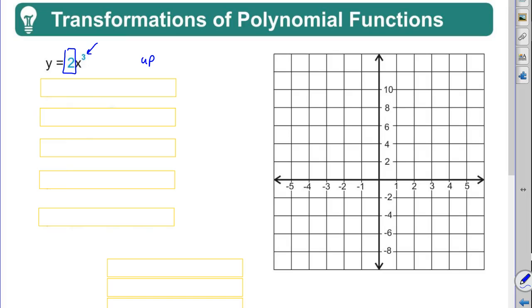Because the lead coefficient has an odd exponent, they're going to be opposite. So if I end up, I must start down. Okay, I know that's going to be the case with this function. I can use an XY chart to graph it.